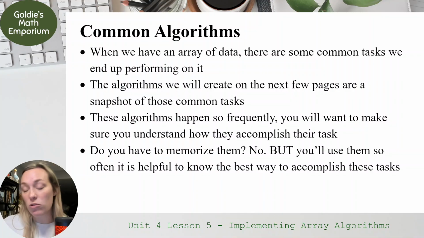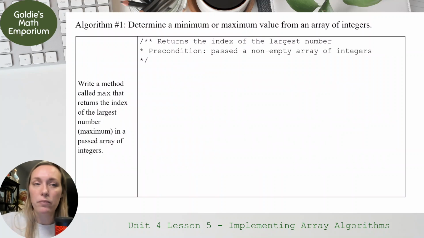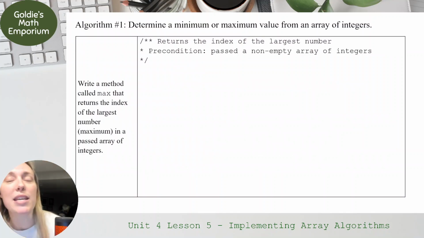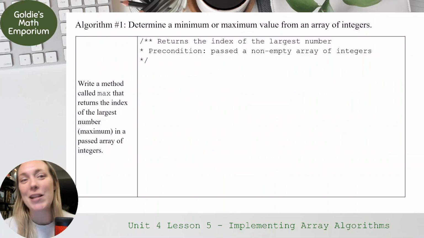Now, again, the code that goes with those steps, you're going to be using so often that eventually it'll feel like you have it memorized, but I don't want you to feel like you have to sit down and memorize this code right after this lesson. Let's look at what I mean. So algorithm 1. One of the main tasks you're going to be asked to do is find a minimum or a maximum value from an array of integers.